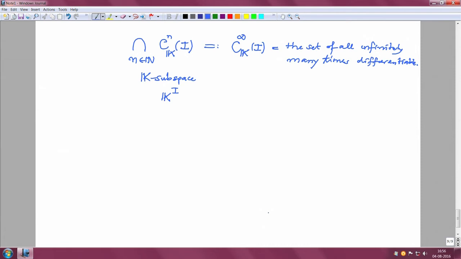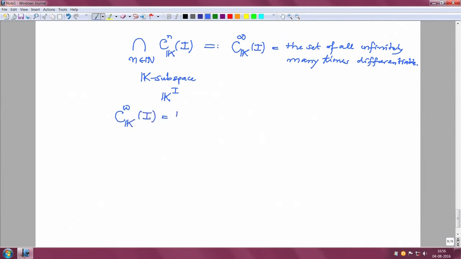Even one can construct examples which are n times differentiable for a given n, but not infinitely many times differentiable. Okay. Now one more subspace I want to define, and then we will go on to some other examples. C omega of I.